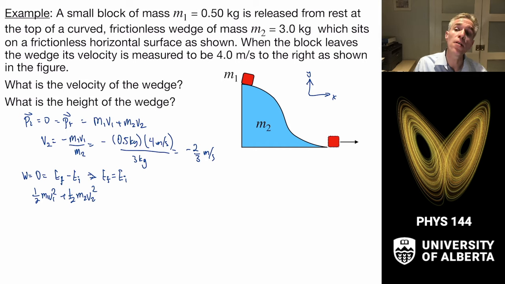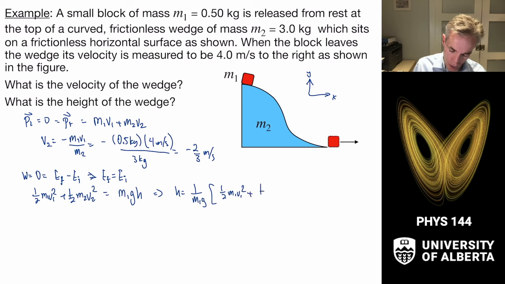Both blocks are moving, so both carry kinetic energy. And then the initial energy is m1 times g h. There is no m2 term here because m2 isn't moving vertically. It's at the same height throughout this problem. Thus, to find the height, we just find h equals 1 over m1 g times 1/2 m1 v1 squared plus 1/2 m2 v2 squared. And then I can just plug in some numbers.